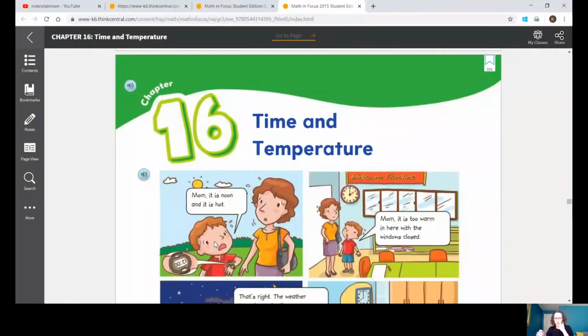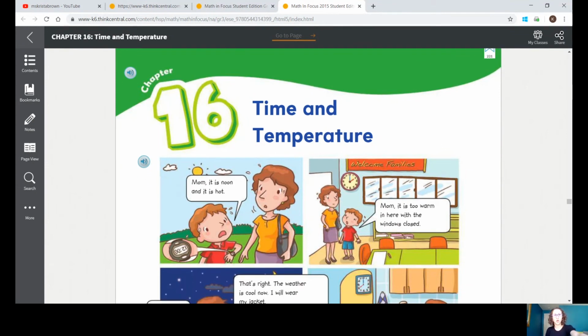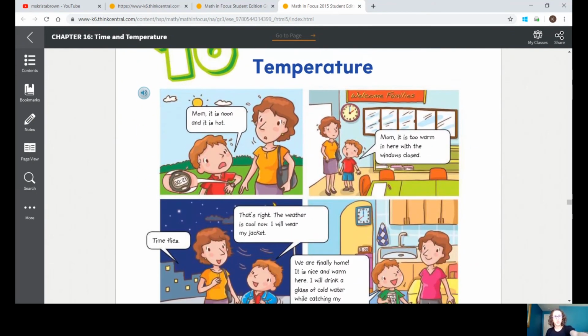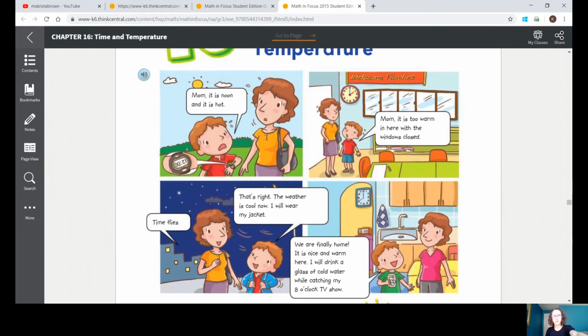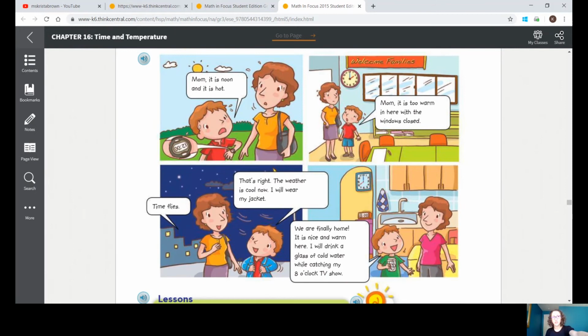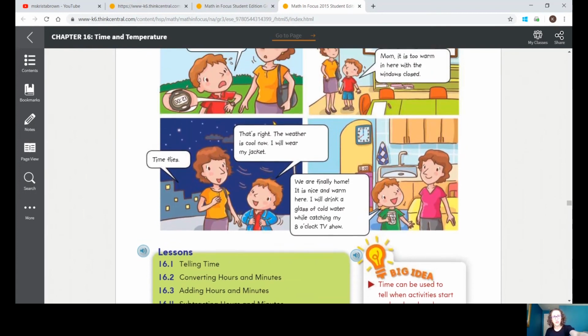So chapter 16 begins on page 221. And as always, it starts off with this little comic strip. So the little boy is saying, "Mom, it is noon and it is hot." And then if you check the clock, you'll see that it's a little bit while later. It looks like it's 2 o'clock. "Mom, it's too warm in here with the windows closed." And then the day progresses on. She says, "Time flies." He says, "That's right, the weather is cool now. I will wear my jacket."